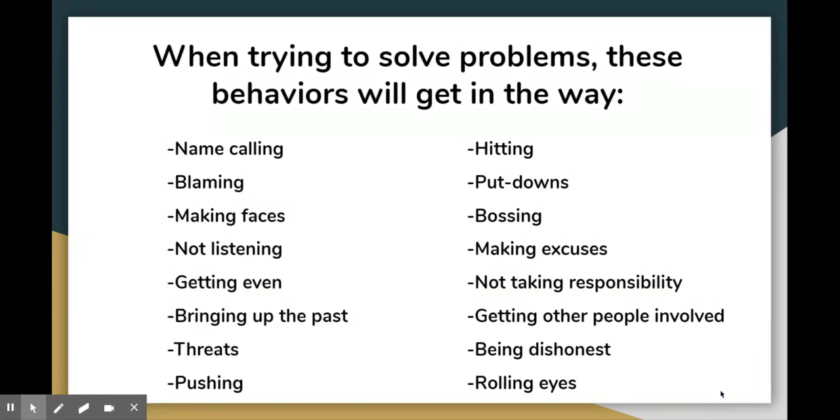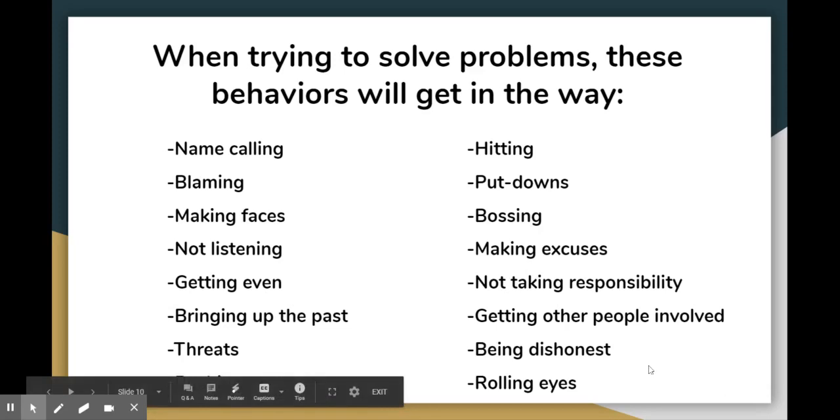That's also considered like not admitting what you've done wrong. Trying to get other people involved in the problem. That just causes all kinds of headaches. Being dishonest or lying. And finally, rolling your eyes. That's similar to making faces, but it can cause a lot of problems. So try to avoid any of these behaviors when you're working on finding a solution.